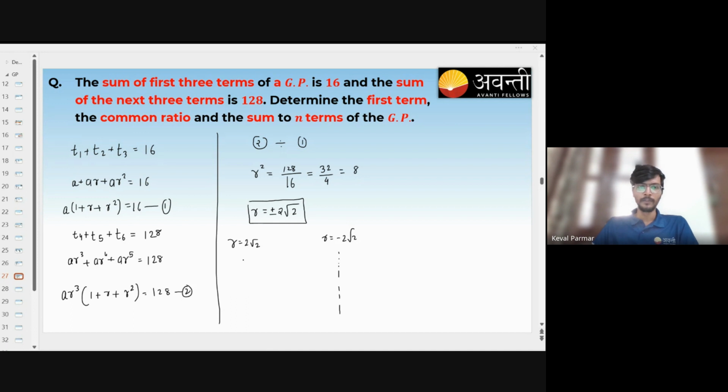Yeah. So if R is 2 root 2, substitute in 1. So I'll get A into 1 plus 2 root 2 plus 8 is equals to 16. I'll get A as 16 upon 1 plus, sorry, I can write it as 9 plus 2 root. This is it.